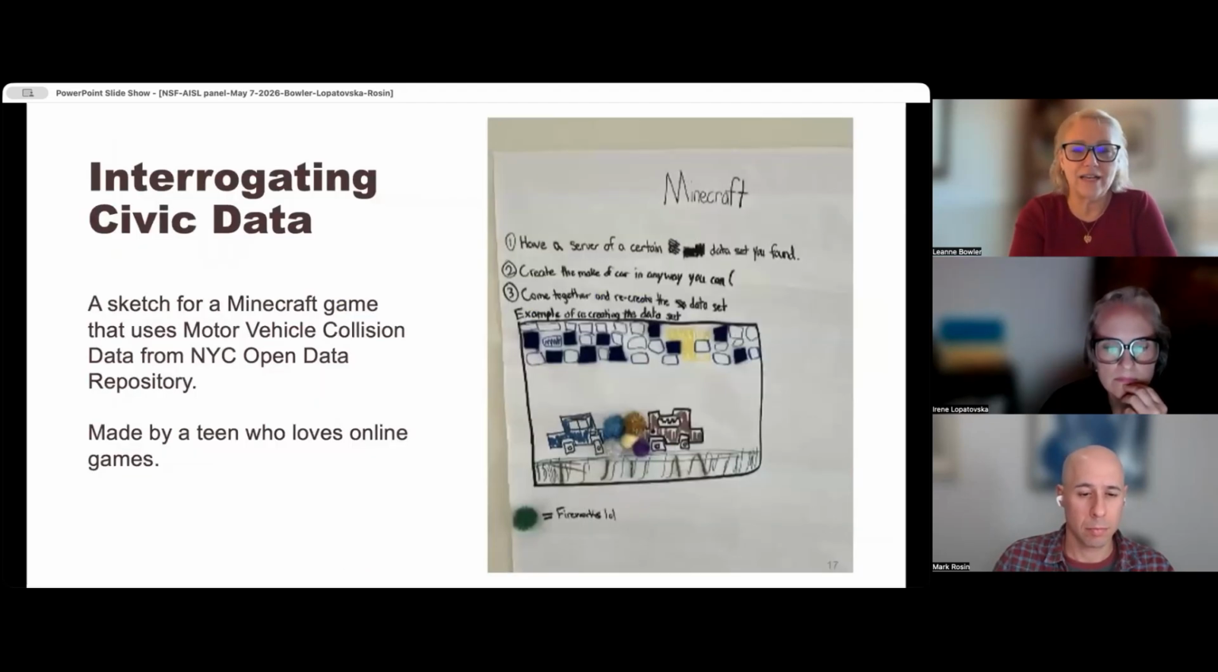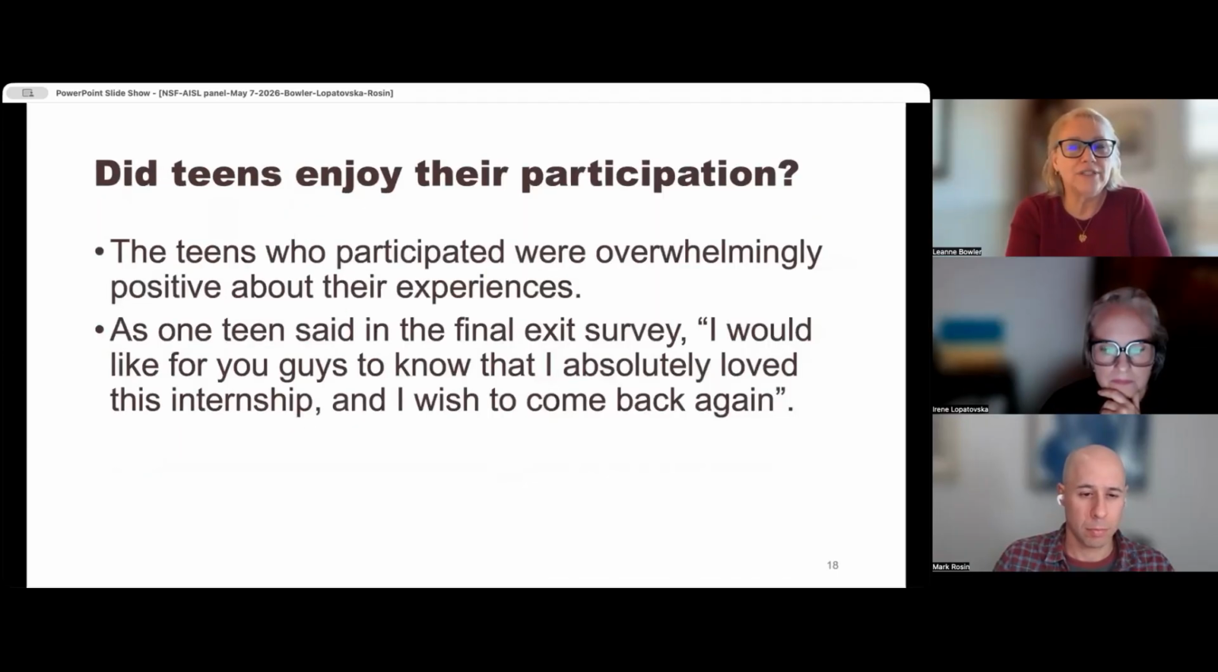And finally, last example is a teen who wanted to design an online game in Minecraft using motor vehicle collision data. Essentially, this would be an activity she says other teens would love, and they would learn about how to use data. So did the teens enjoy this? As one teen said in the final exit survey, I would like for you guys to know that I absolutely love this internship and I wish to come back again. So yes, they liked it.